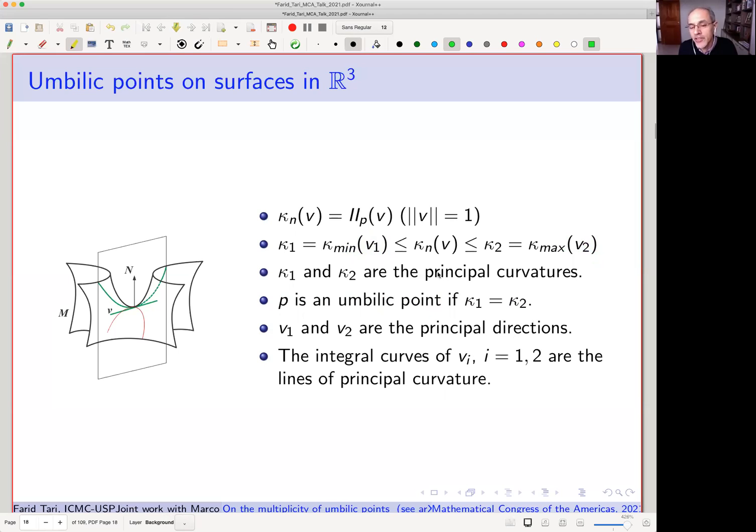So at each point away from the umbilic point, we have two principal directions, which are orthogonal, and the integral curves of these principal directions are the lines of principal curvature. As I said, this is a crash course on differential geometry of surfaces in R3. So the equations of the lines of principal curvature: at each point we have two, away from umbilic points. At umbilic points, because K1 is equal to K2, every direction is principal.